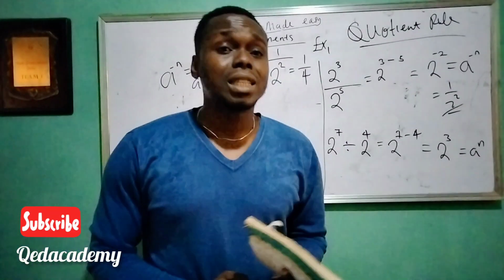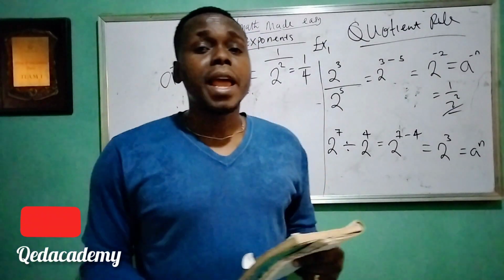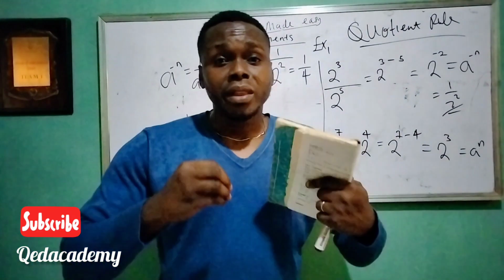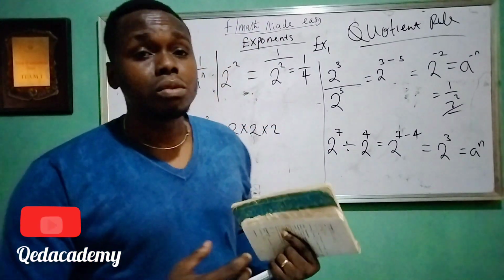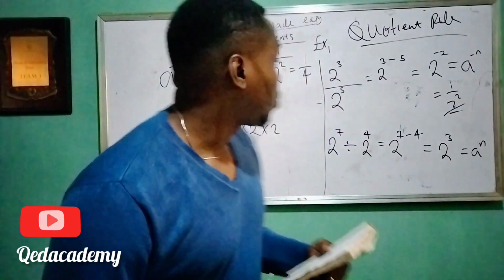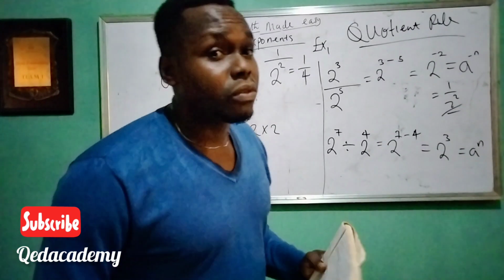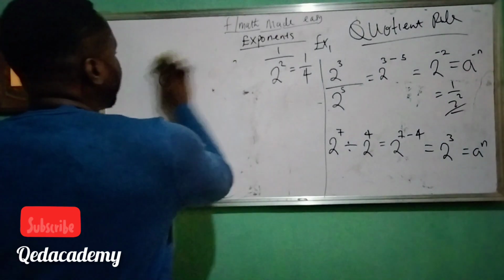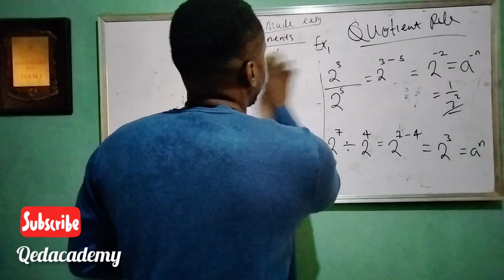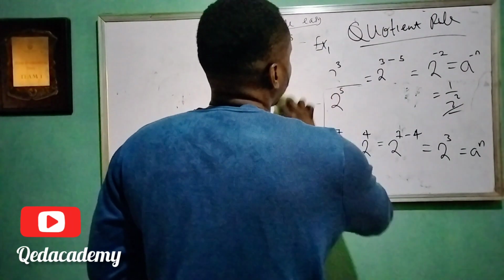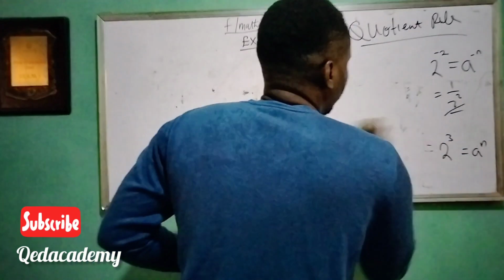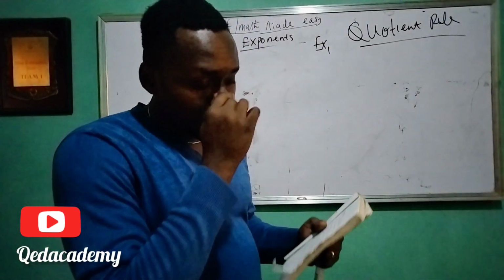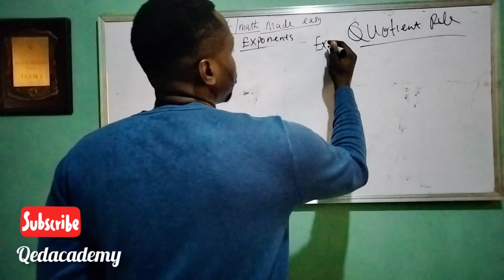So I'm going to solve one last example on the quotient rule where your index is negative, right? How will you manipulate that? We are going to quickly do that right now. That will be the last example for this video, so that we can continue in our next video. Okay, still on the quotient rule anyway. So I'm going to take one more example on this.